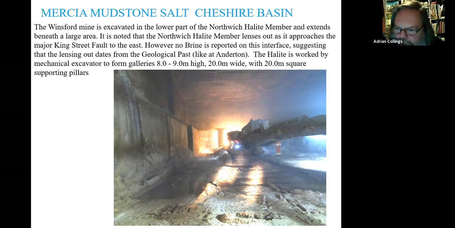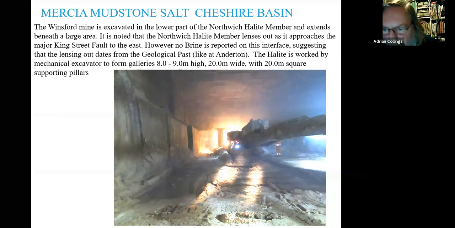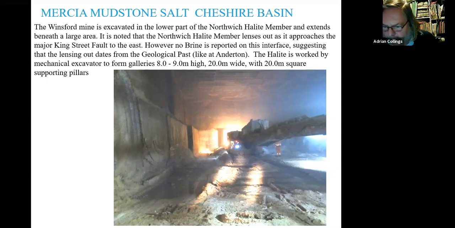at Anderton. The halite is worked by a mechanical excavator to form galleries 8 to 9 meters high, 20 meters wide and 20 meters square with supporting pillars, and you can just about see an operative standing next to the excavating machine there to give some idea of the size of these underground cavities.